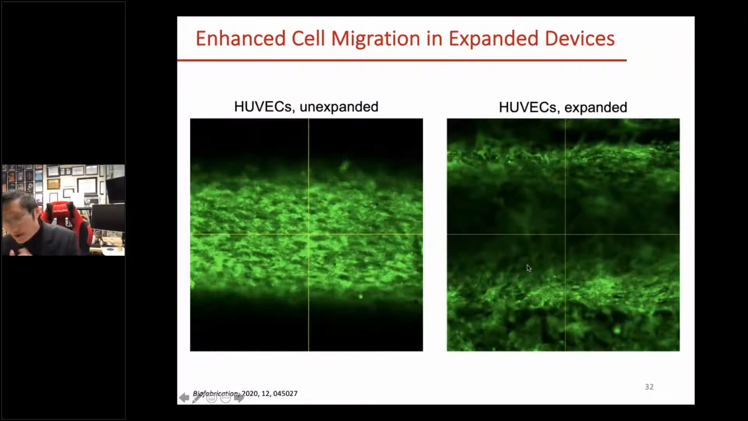If you compare with the unexpanded paper device, the endothelial cells in the microchannel were pretty much confined within the matrix because there are no micropores in the surrounding paper microfibrils. But if you expand the devices, you can see very nice sprouting of the endothelial cells into the surrounding matrix, again forming this multi-scale vasculature that's otherwise quite difficult to obtain with the unexpanded device.